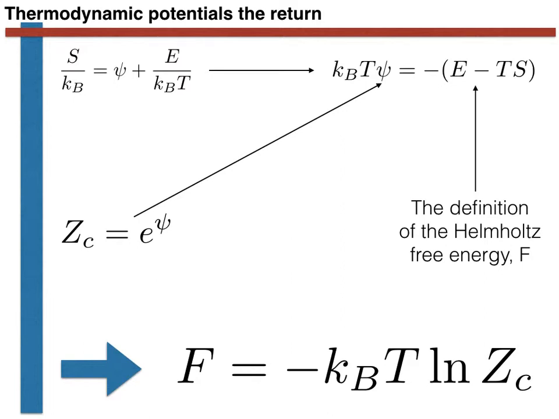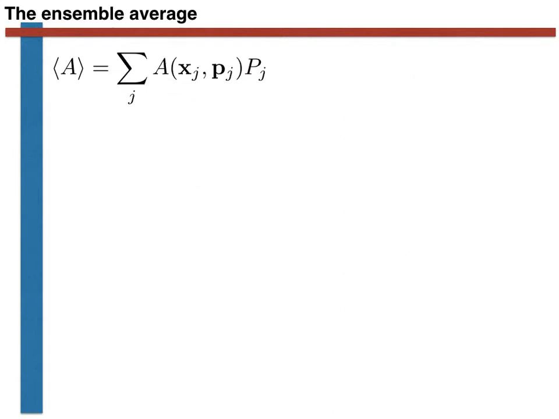Let's now move on to the notion of an ensemble average. Let's suppose we want to calculate the average value for some observable A. Let's further say we know how to calculate the observable from the positions and momenta of the atoms in the system. We can thus write the ensemble average for this quantity, A in angle brackets, as the following summation. In this summation, Pj is the probability of being in microstate j. We know that for the canonical ensemble, this is given by the expression shown here. We can thus insert this into our equation for the ensemble average for the observable A and get the following.